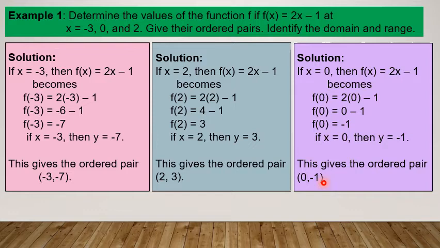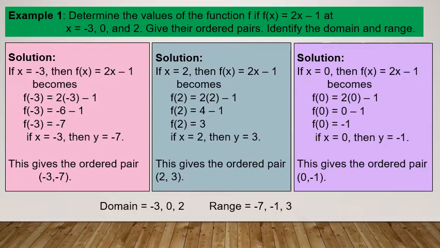Now we're going to identify the domain and range. We're done with the ordered pairs. These are the ordered pairs. And now, this is the domain. We're going to write it according to the number line, so negative 3 must be the first one. So the domain is negative 3, 0, and 2. And the range is negative 7, negative 1, and 3.